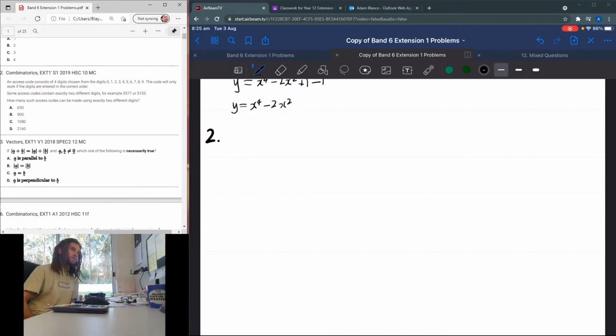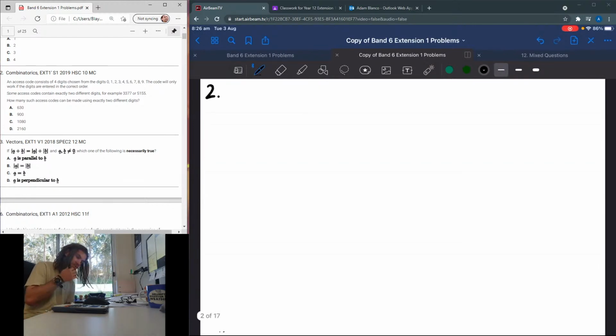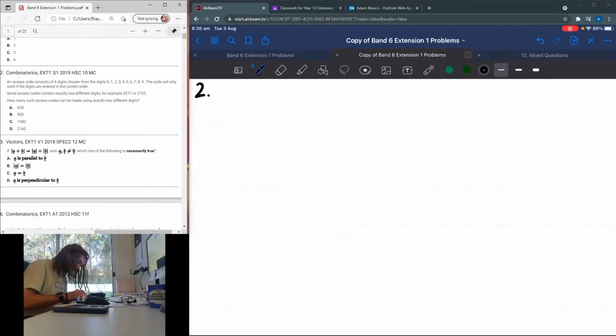I had a few arguments with another teacher about this question because I wasn't really convinced by the answer, but I am a little bit more now. Like I said, I hate combinatorics.